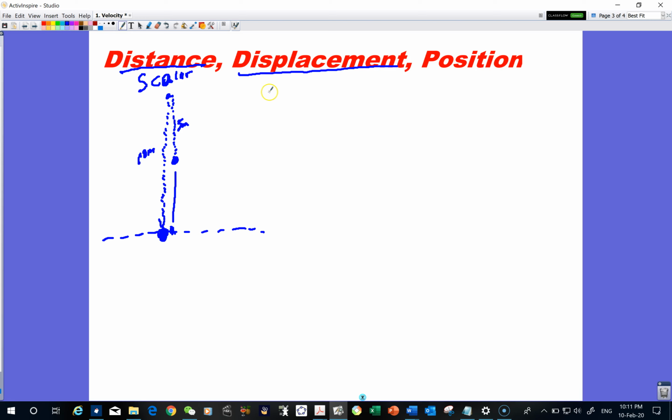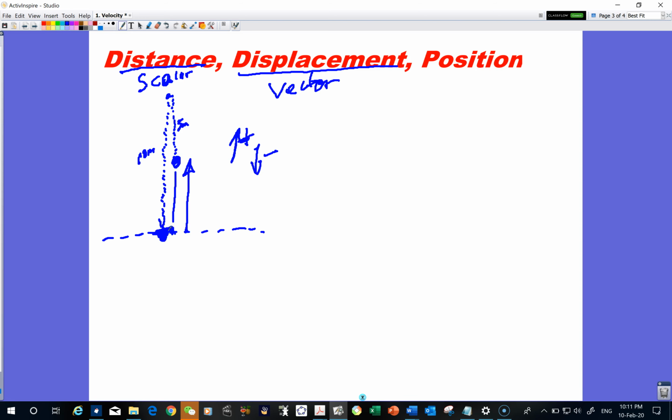Displacement, on the other hand, is a vector quantity, and you will measure the displacement. You can measure the displacement from the original point and say when it is here, the displacement will be this vector from the original point to that point. Before we move ahead, maybe you choose up as positive, and so down will be negative.